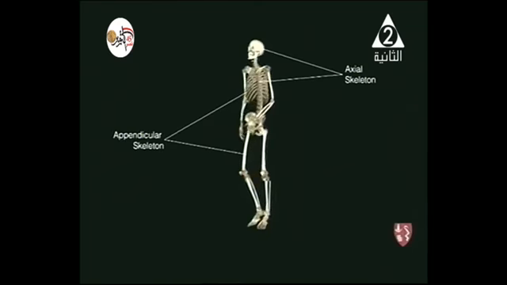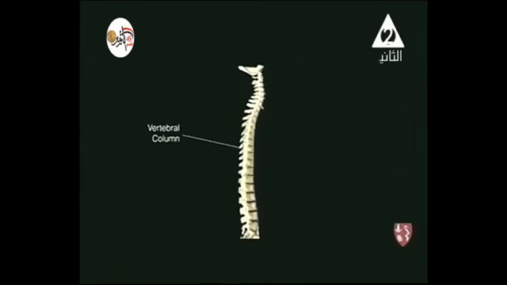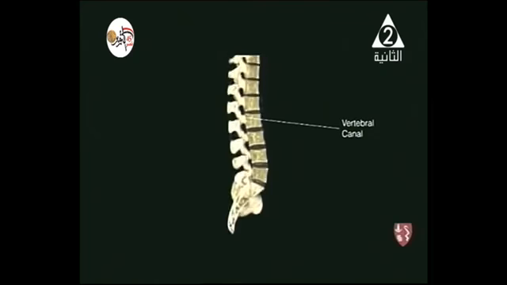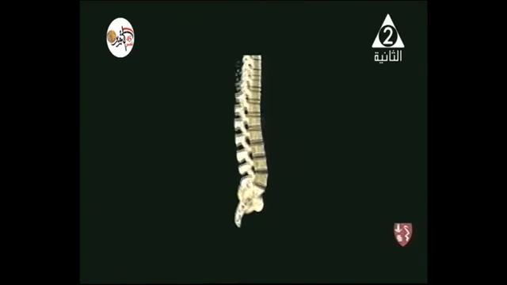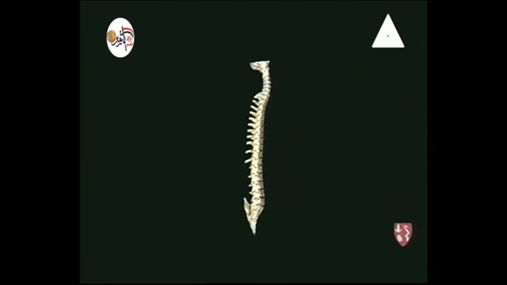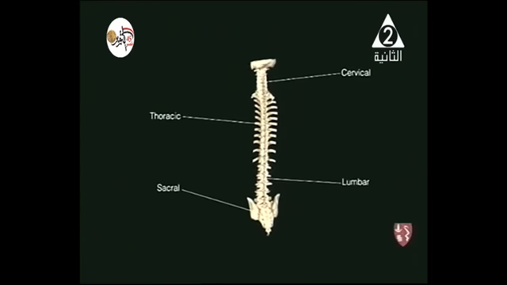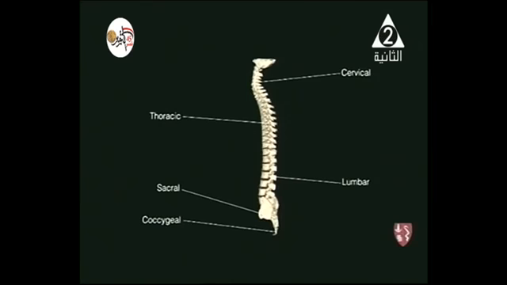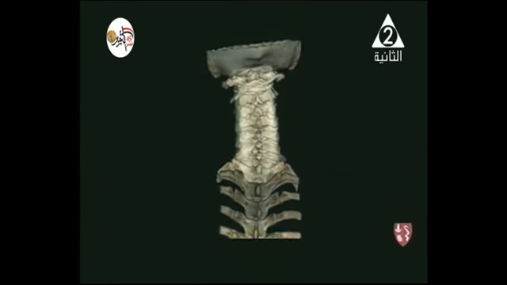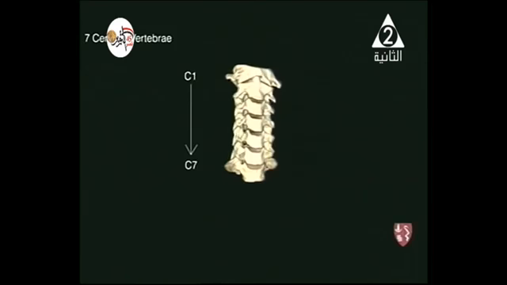Our skeleton has 2 main parts, appendicular and axial. Axial: skull, vertebral column, and thoracic cage. The vertebral column, as you observe right now, contains a vertebral canal or neural canal. The upper vertebrae are called cervical. Their number is 7. The next type is thoracic, they are 12. The third, lumbar, they are 5. And the last, they are 4 fused coccygeal vertebra.